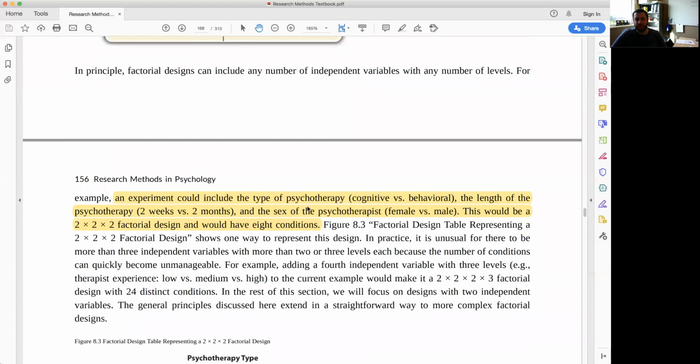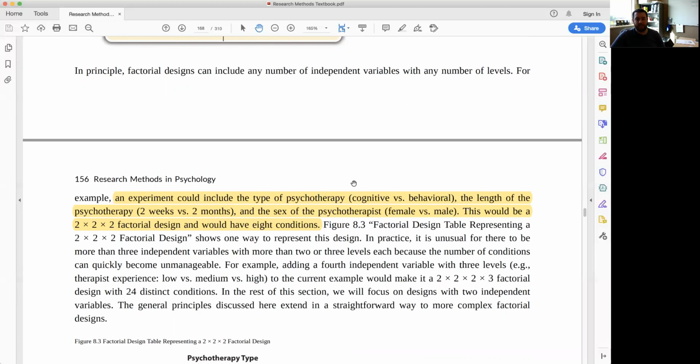An experiment could include something like type of psychotherapy, so cognitive versus behavioral, length of psychotherapy, 2 weeks versus 2 months, and the sex of the psychotherapist, female versus male. This would end up being a 2 by 2 by 2. So here we have 3 different factors: psychotherapy, length of it, as well as sex of who's doing it. But in each one of those, we have 2 different levels, right? So we have 2 levels here with cognitive behavioral, 2 levels of time length, and then 2 levels for sex. So in this case, it would be a 2 by 2 by 2, which gives you 8 conditions, right?